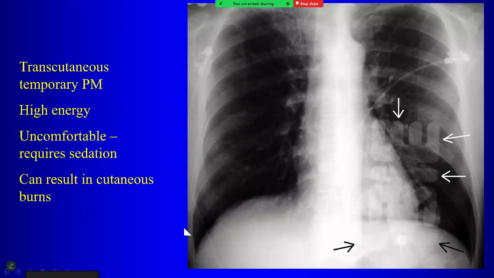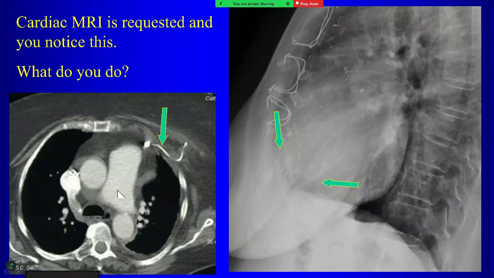They come in all shapes and sizes. You might have those that are only anterior. You might have those that are anterior and posterior, right? So it can result in cutaneous burn. So very high energy. So this patient is referred for a cardiac MR.